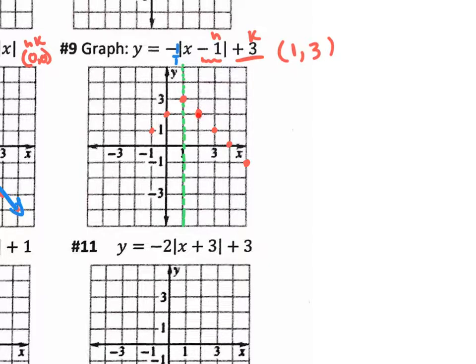You don't have to do this, but you could if you wanted to. It's 1 unit away, 2 units away, 1, 2, 3 units away. You could do this if you want, because we're going to end up practicing this with parabolas in the future anyway. So there's your graph.